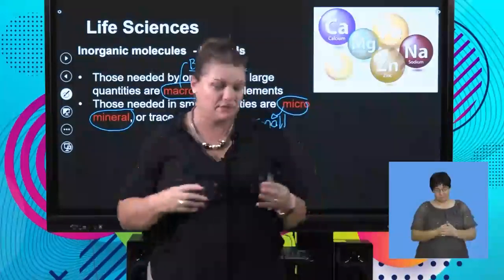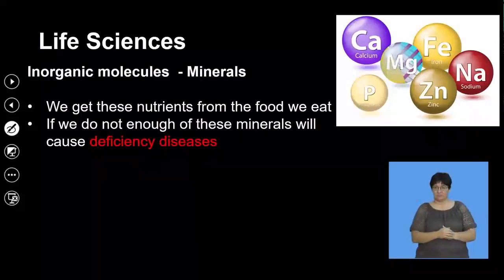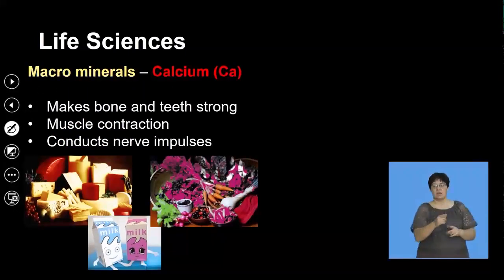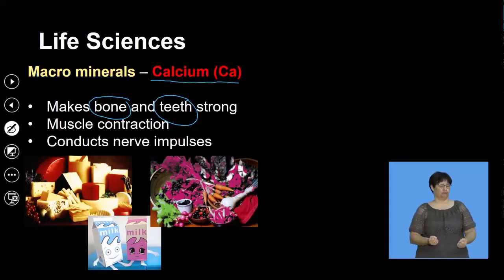Okay, so let's jump right in to the first mineral. We're going to go past the keywords and have a look here. The first one is calcium. It's Ca, and it's very important. It makes your bones and your teeth nice and strong. So calcium is going to help to make your bones and teeth nice and strong.